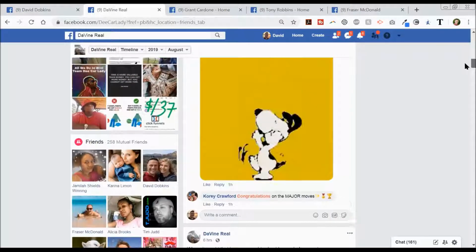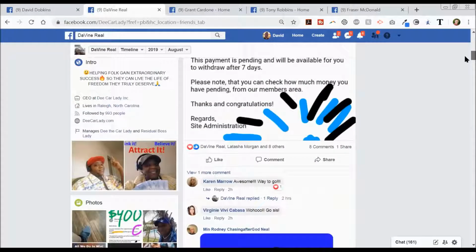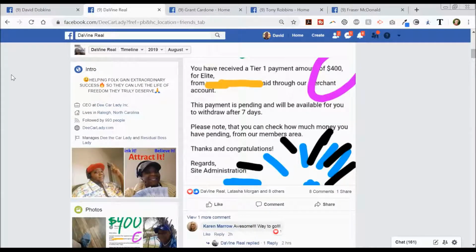You can also see that she has really good bio information in her about section. Her intro says, helping folks gain extraordinary success so they can live the life of freedom they truly deserve. And she does not post her business link here. She does not try to sell anything in her bio. And that is a good thing to do. Once again, it doesn't need to be a lot of salesy stuff.